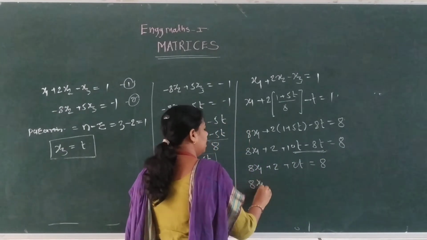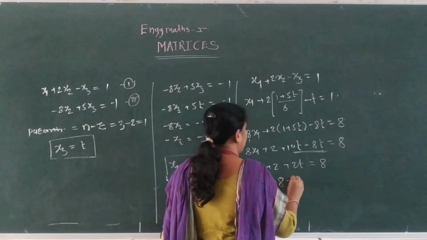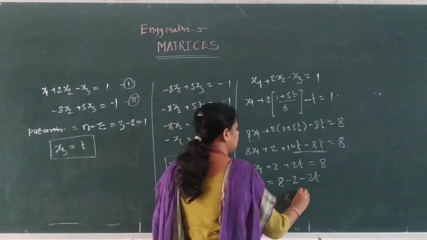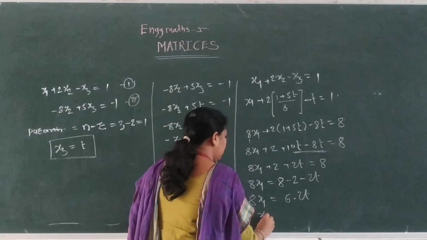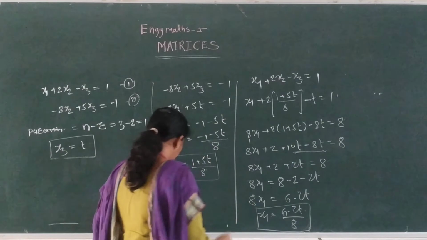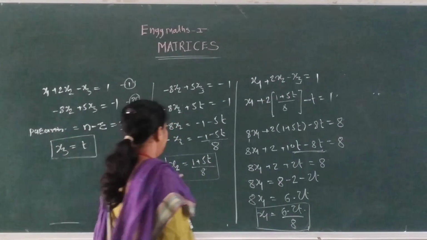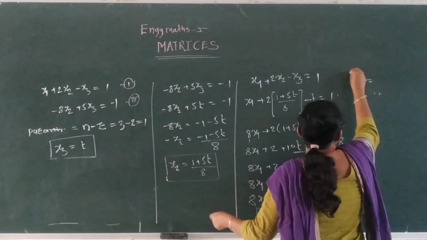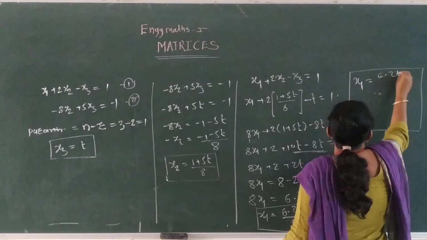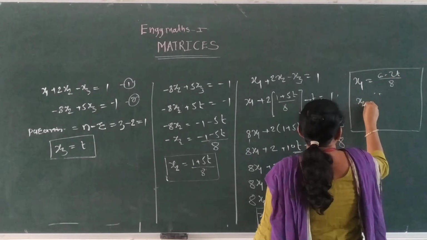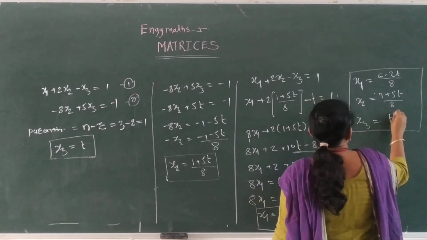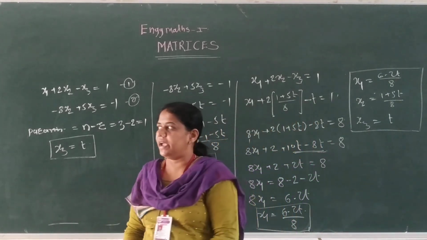Therefore 8x1 equals 8 minus 2 minus 2t. Therefore 8x1 equals 6 minus 2t. Therefore x1 equals 6 minus 2t upon 8. We get the infinite solution: x1 equals 6 minus 2t upon 8, x2 equals 1 plus 5t upon 8, and x3 equals t. This is the infinitely many solution.